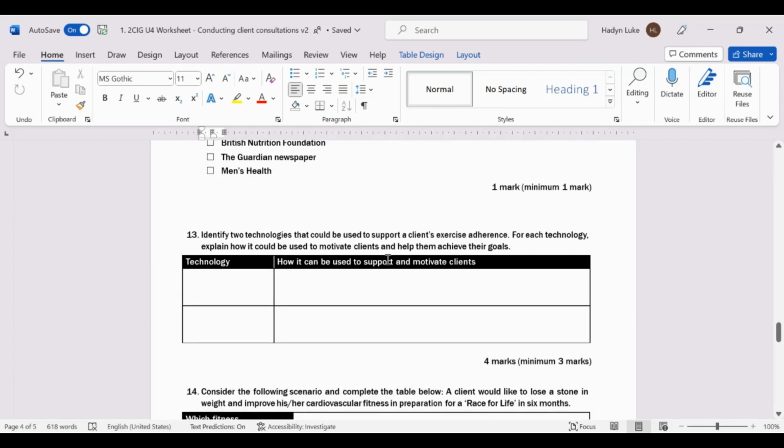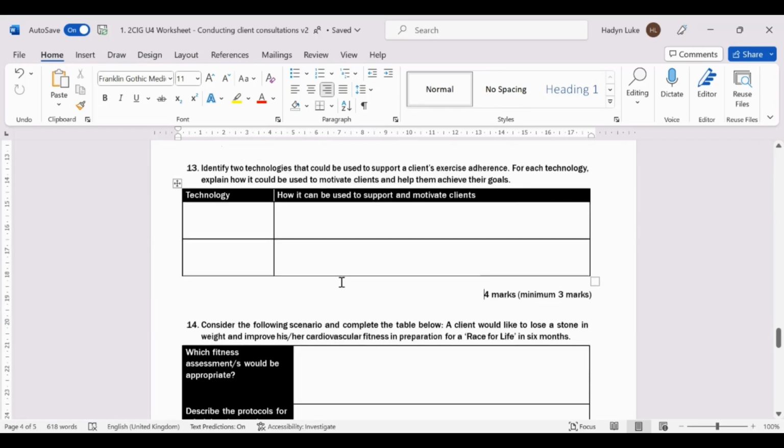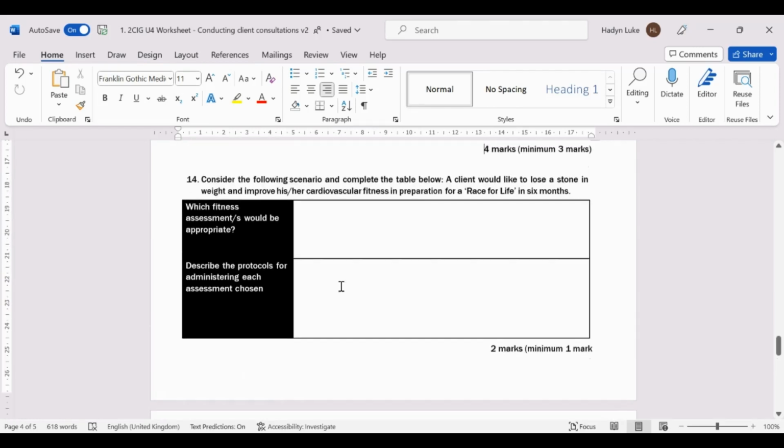Identify 2 technologies that could be used to support a client's exercise adherence. So this is about how you could use technology to support clients. So choose one of them. Again, if you're unsure, look at the Unit 4, but hopefully there's a few in terms of food tracking apps, in terms of pedometers, using smartphones, using heart rate monitors, smartwatches, and there's quite a few variations you can use there. And then finally, there's some scenario examples.